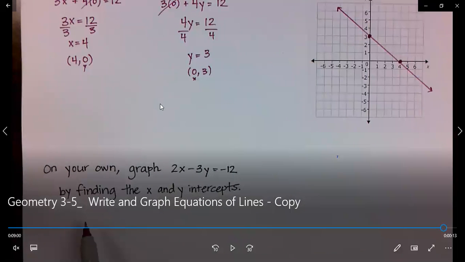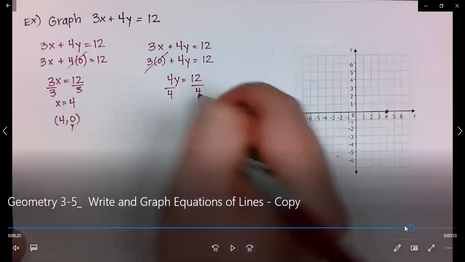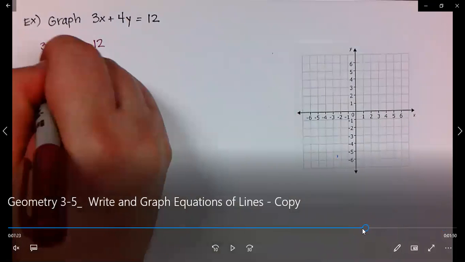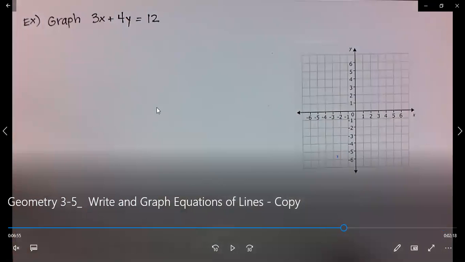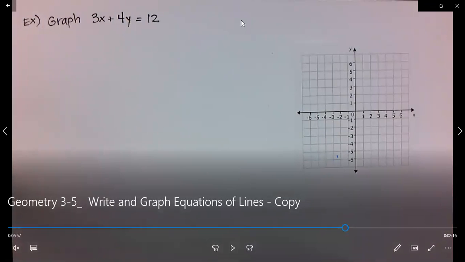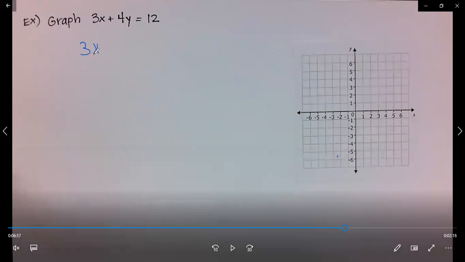Let me explain it again. In this question, he said we want to graph this equation. Then we will write 3x plus 4y equals 12.